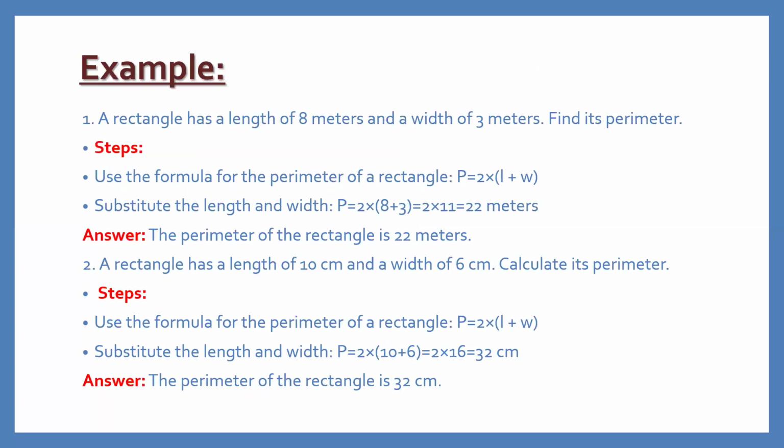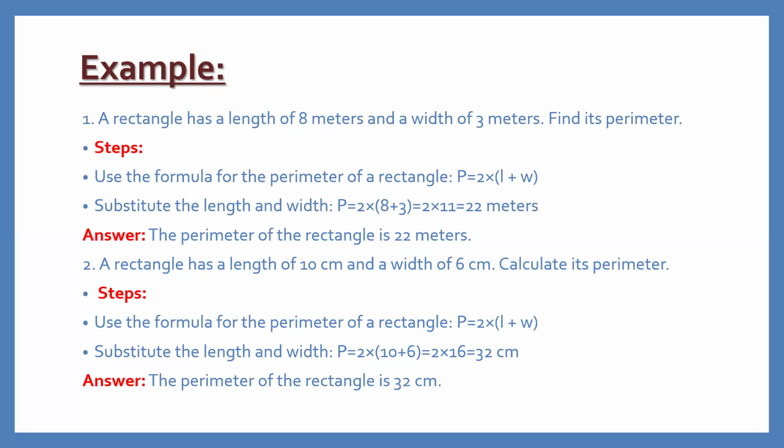So now we'll move to the examples based on the perimeter of a rectangle. Your first one: a rectangle has a length of 8 meters and a width of 3 meters. Find its perimeter. The steps: first, use the formula for the perimeter of a rectangle, correct? Which is P equals 2 into (L plus W). Now substitute the values of L and W, which are 8 and 3. 8 plus 3 is 11, multiplied by 2, 11 twos are 22 meters. So here the perimeter of the rectangle is 22 meters.